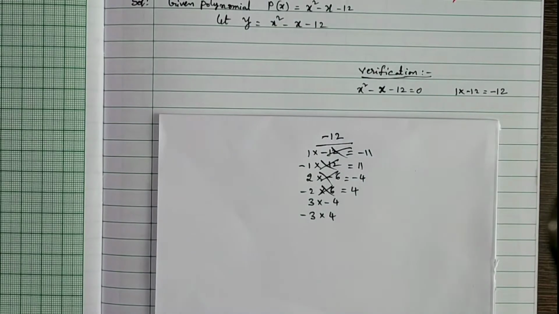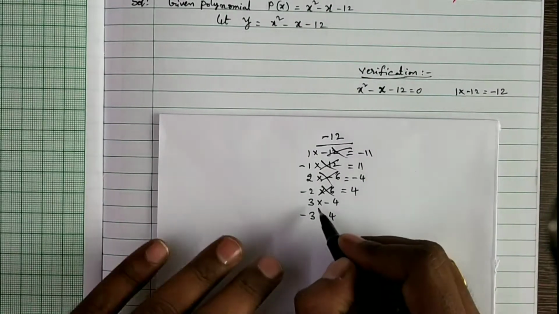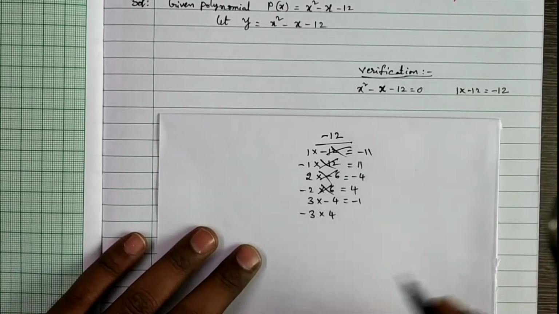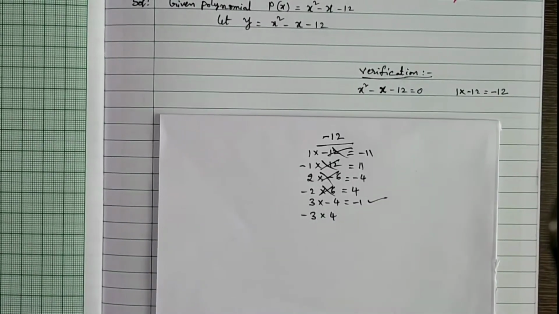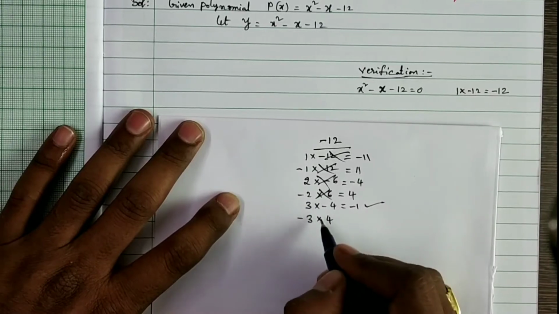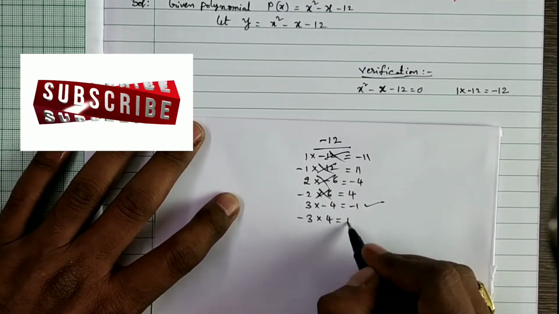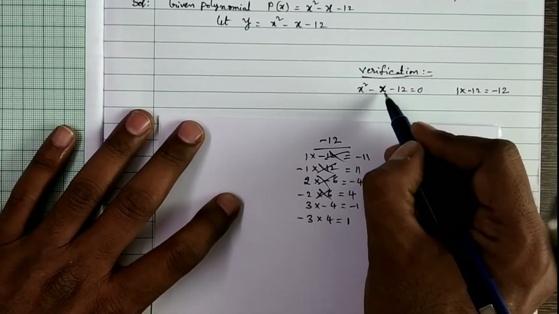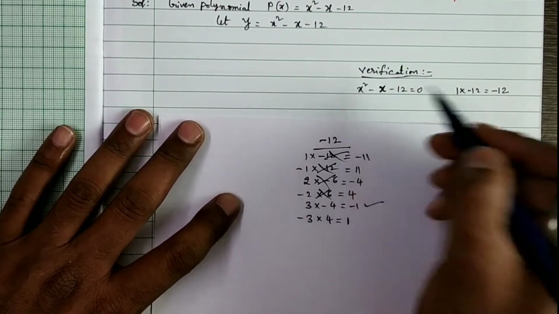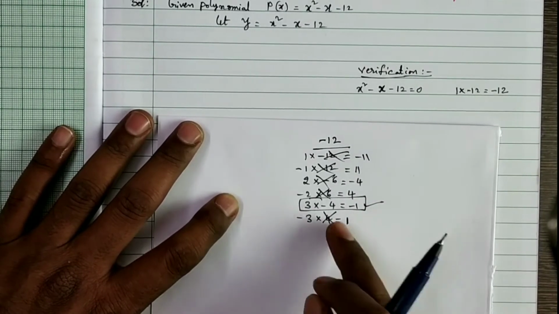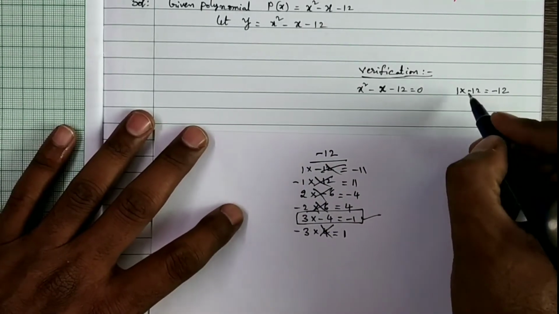3 plus minus 4, this value is minus 1. So this is suitable here. Check the remaining combination also. Minus 3 plus 4, the value is 1. But here the x coefficient is minus 1, so this is also not suitable. So the only suitable combination is 3 into minus 4.